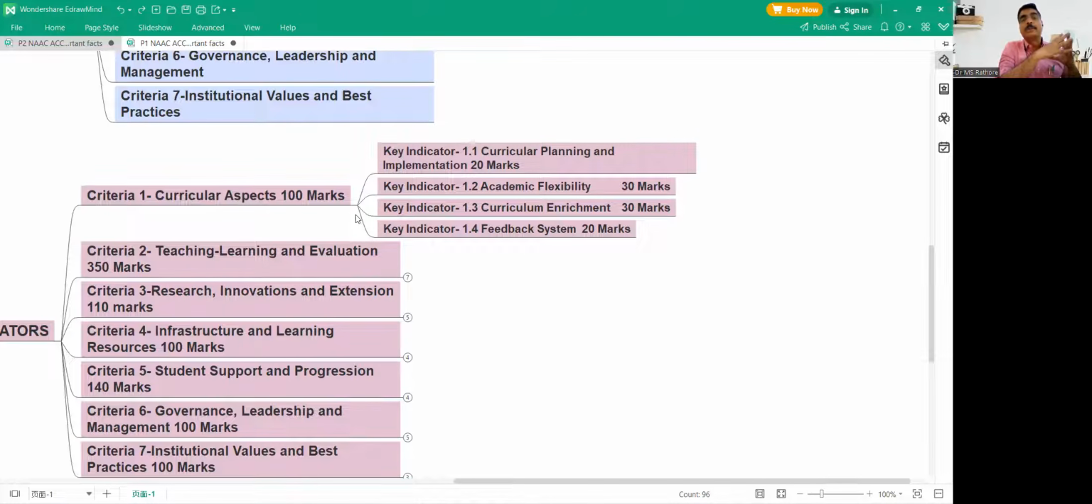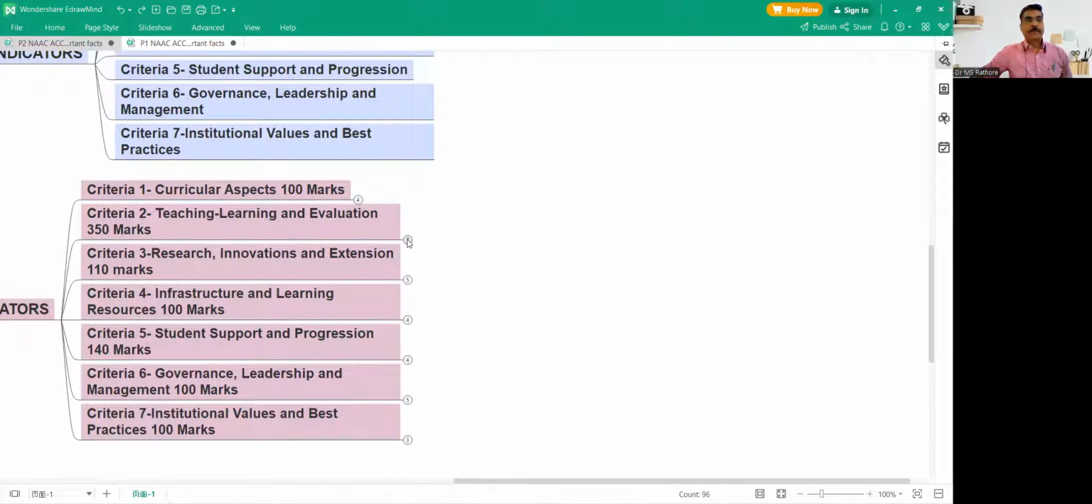And the fourth one is a very important one, known as the feedback system. In this feedback system, institutions have implemented the 360-degree feedback system involving all the stakeholders, like students, faculty members, employers, management, and the overall alumni. So this feedback system is to be implemented. So this is about criteria 1, and this comprises 100 marks. And under each key indicator, there are certain questions, which we will see later.